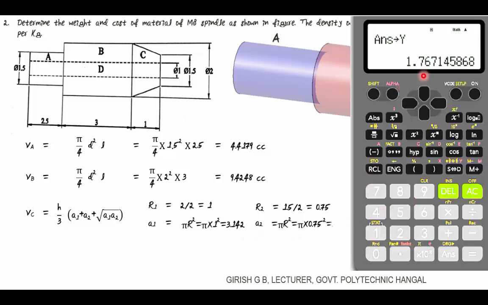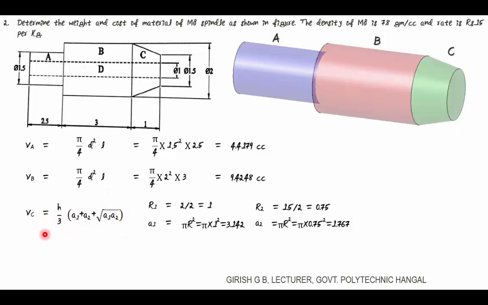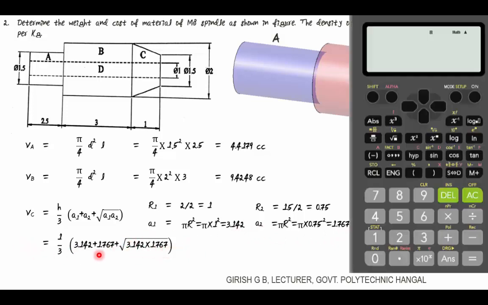The value obtained is 1.767 square centimeter. The next step, we are going to substitute the values in this formula. Therefore, V_C is equal to 1 by 3 into (3.142 plus 1.767 plus root of 3.142 into 1.767). Let's calculate the values. Remember, we have stored this value as x, that is A1 as x, and A2 as y. Hence, in the calculator we can calculate easily.